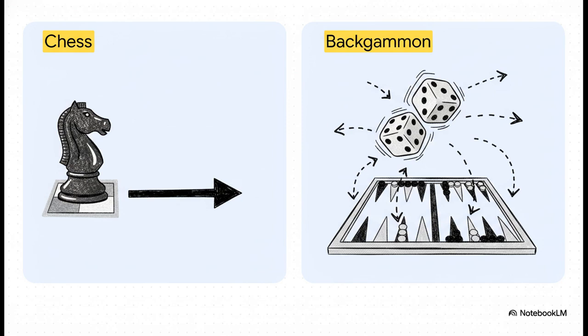I move my knight, I know exactly where it lands. But in backgammon, you roll the dice. Suddenly, the world is governed by probability. The outcome isn't certain anymore. We've just jumped from a deterministic world to a stochastic one.